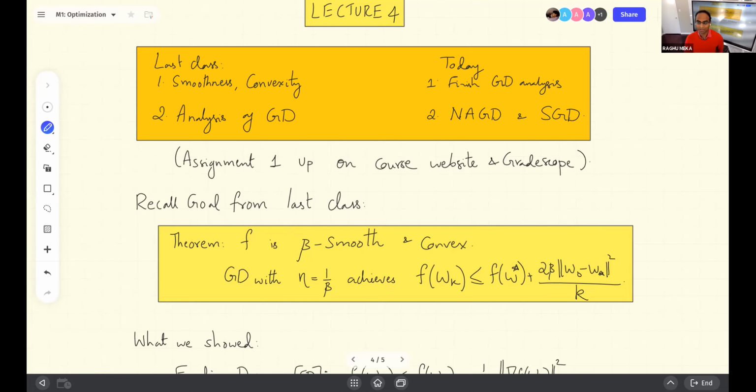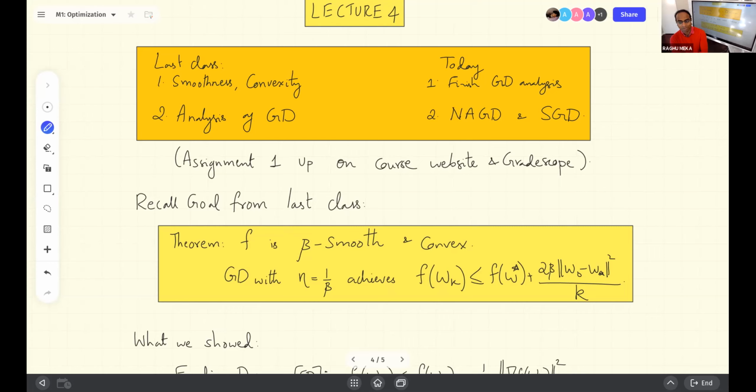Okay, if not, let's jump right into the lecture. Last class we talked about some assumptions that are natural and that we can make in the context of optimization: smoothness and convexity, and then we used this to connect to the analysis of gradient descent. Today we'll finish the analysis of gradient descent and then hopefully talk about 2 other really important algorithms in machine learning and optimization in general, which are Nesterov's accelerated gradient descent and stochastic gradient descent.